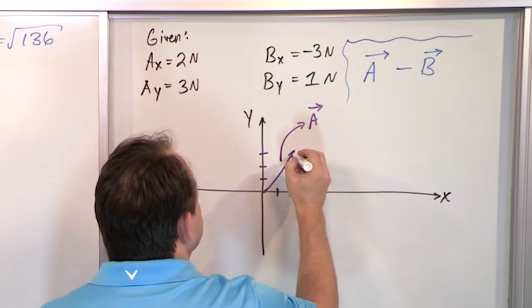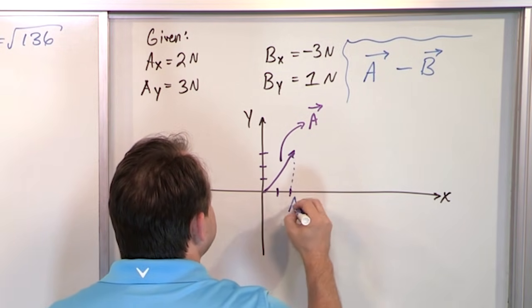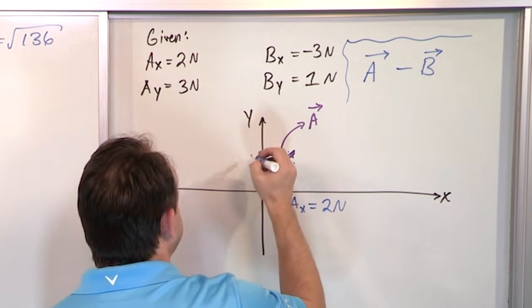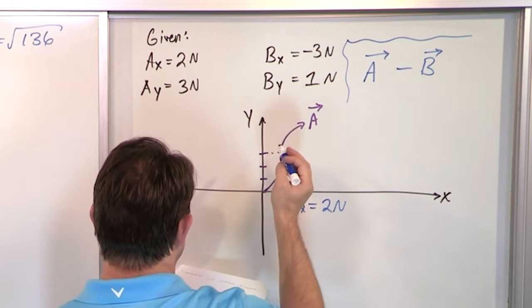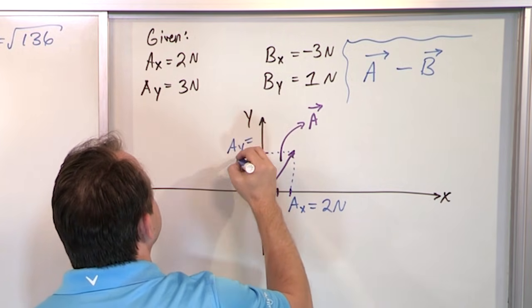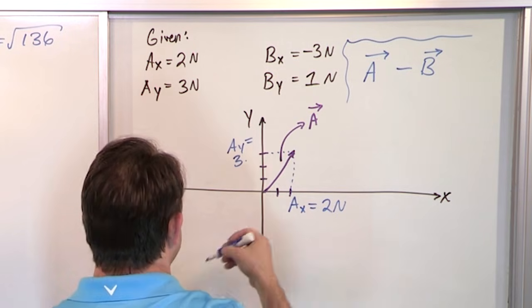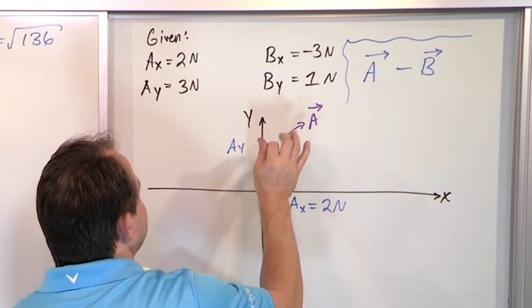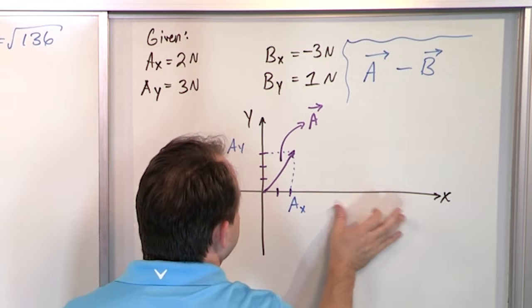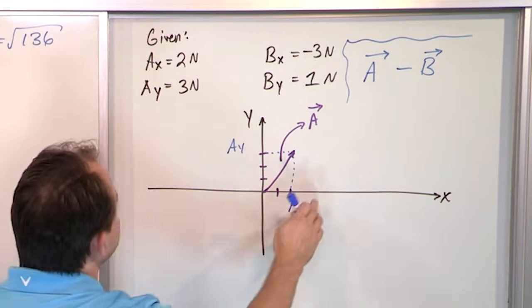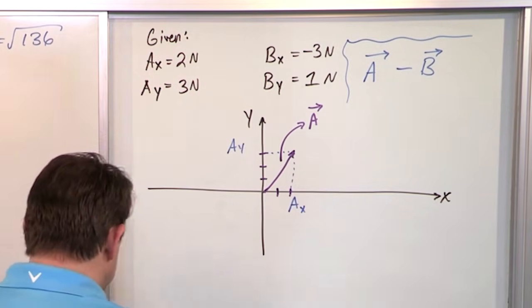I can draw a little dotted line, and I can show you that this is A sub x, which is 2 newtons. And I can draw a little dotted line here, and say that this is A sub y, equal to 3 newtons. You know what? I'm not going to put the newtons here because I don't want to clutter up my drawing. You'll see why in a second. So that's A_x and A_y. This is 2 newtons, this is 3 newtons, just as I have it drawn.